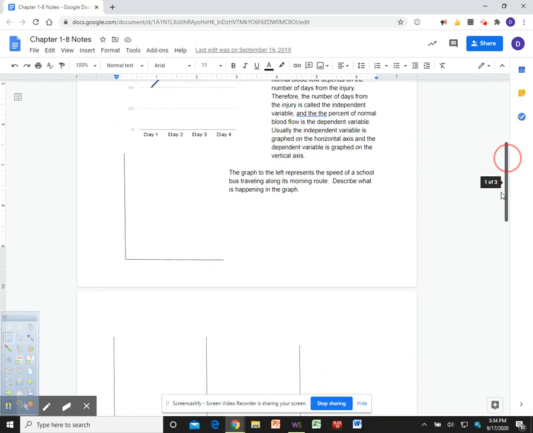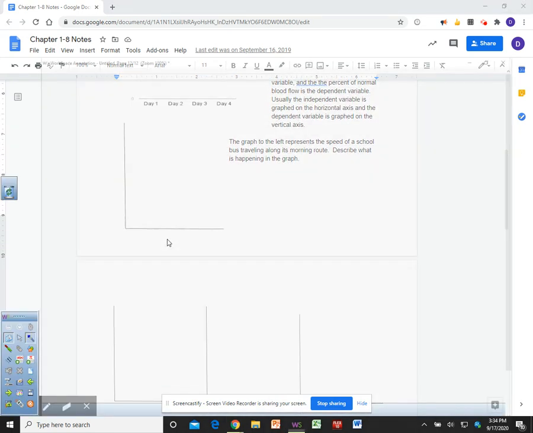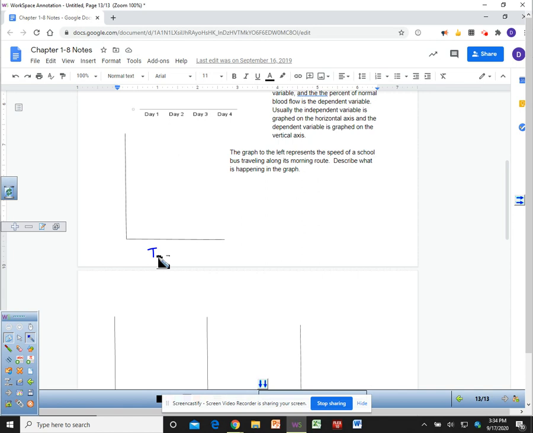So for every graph we do today, on the bottom, when you have to write it out, we're going to label it time. And then we've got to figure out this other label based off what they're asking us to do. The graph to the left represents the speed of a school bus traveling along its morning route. Describe what's happening in the graph. There's no graph here, obviously, so I have to draw it in. So let's just say this is speed, as we're driving along.